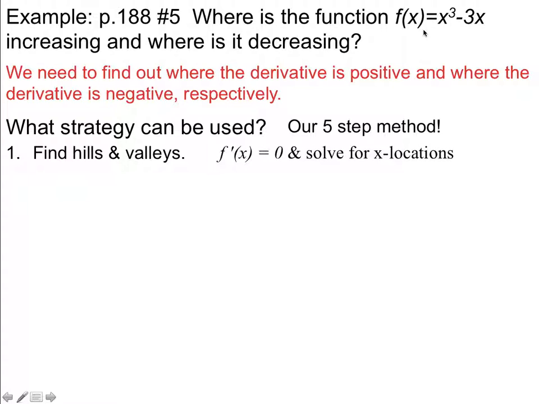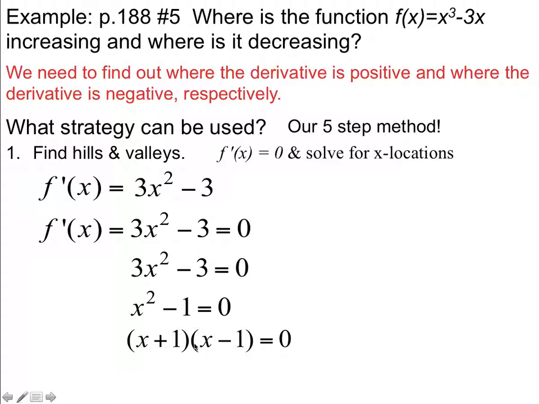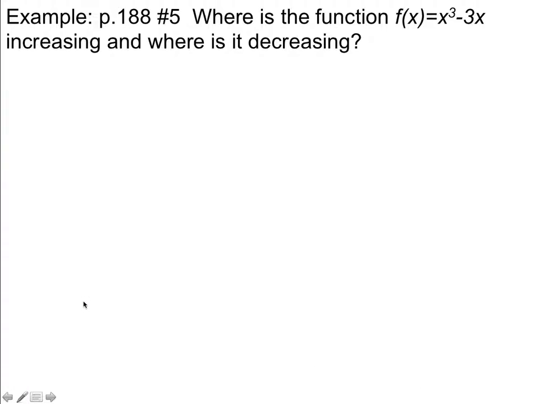So the derivative of x cubed minus 3x is going to be 3x squared minus 3. And we're going to set that equal to 0 and solve that. We can factor out a 3, or divide out a 3, and then we can either factor this or move the 1 to the other side. I think I decided to factor here. And so we know that x equals -1 is a location where it could be a hill or valley, and also x equals positive 1 is a location that could be a hill or a valley. It's where the derivative is equal to 0.